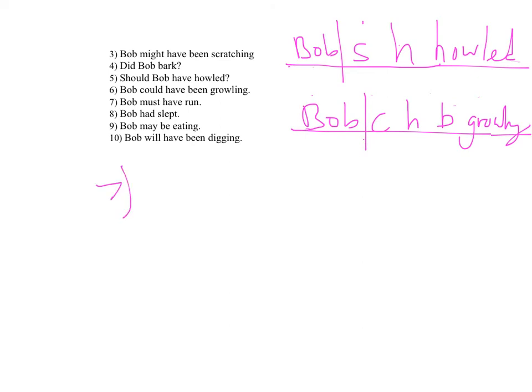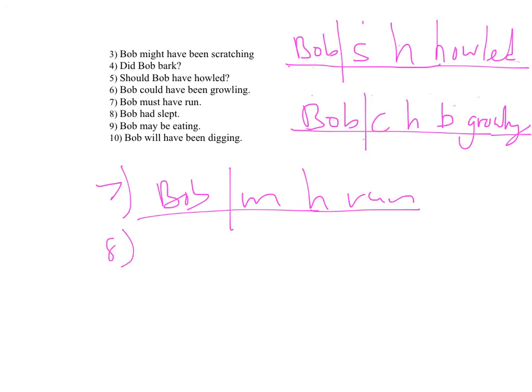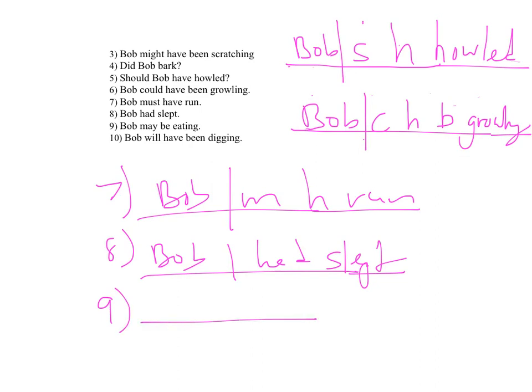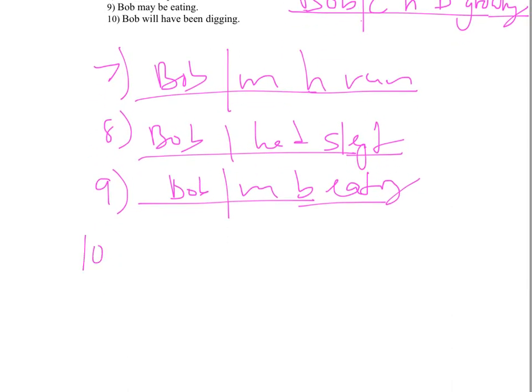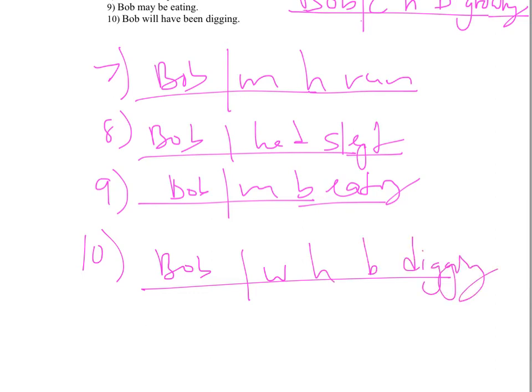Number 7. Bob, subject, must have run. Number 8. Bob had slept. Number 9. Bob may be eating. Finally, number 10. Bob will have been digging. Bob is just digging sentence diagramming. All right, so that's the basic subject, predicate, and helping verbs.